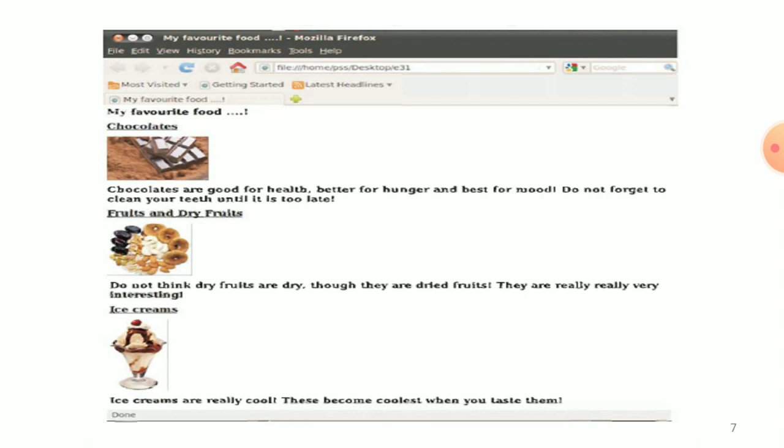First is my favorite food, that means a heading tag h1 and /h1, and after that chocolates, and then images, and then paragraph. Second, fruits and dry fruits, and then underline, and the second image is of fruits and dry fruits, and then after a paragraph. And last is ice cream, and then picture, and then ice cream contents. This is the output of the HTML.